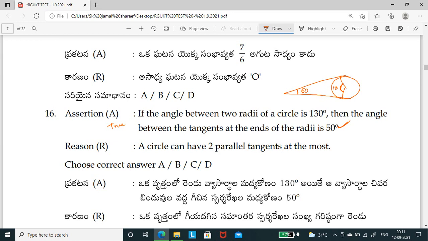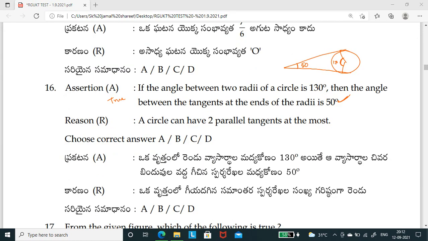Next, a circle can have two parallel tangents at the most. Is it true? What can be said for this? We can draw infinitely many parallel tangents. If a particular tangent is given, for that particular tangent we can draw only one parallel tangent, right?